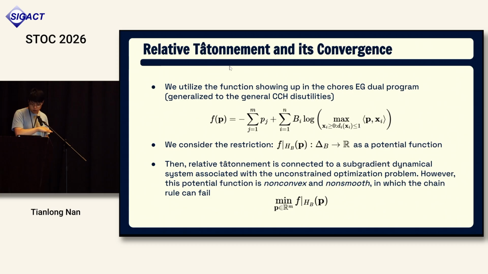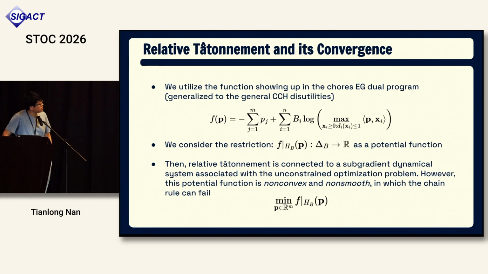And for this program, before this, we knew the linear case, right? So this is a generalization to the general CCH disutilities. We focus on the restriction of the function f to the price subspace we just defined before, and we regard that as a potential function of this problem. This makes some connection between the subgradient dynamic system, where you can think of some first-order things, and the associated unconstrained optimization problem.